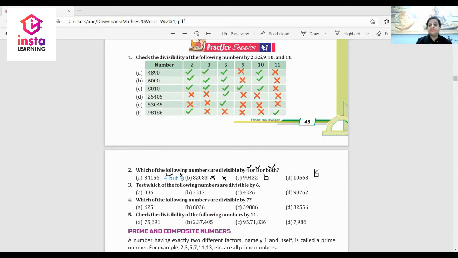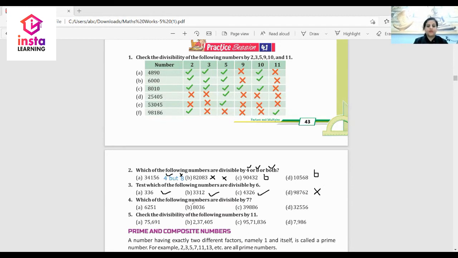Now we will check the divisibility by 6. In that, we will check if the number is divisible by both 2 and 3. So 336 is divisible by 6, yes, it is divisible by 6. So we will write yes. 3312 is also divisible by 6. 432 is also divisible by 6. But this number is not divisible by 6. Okay, got it?